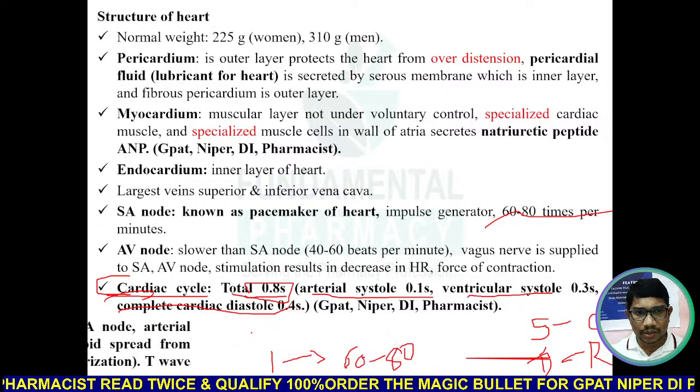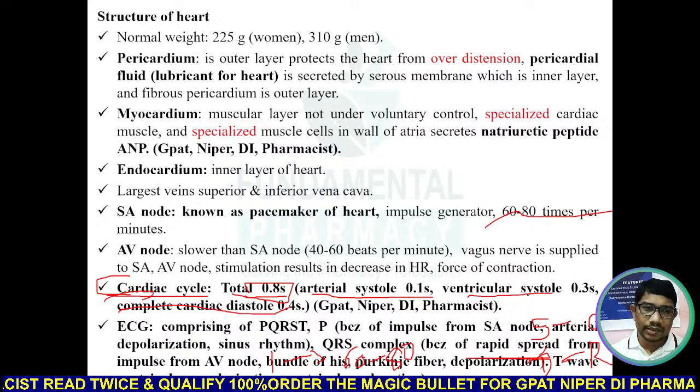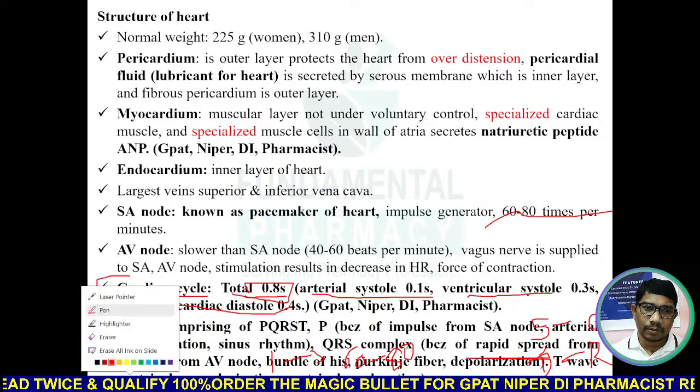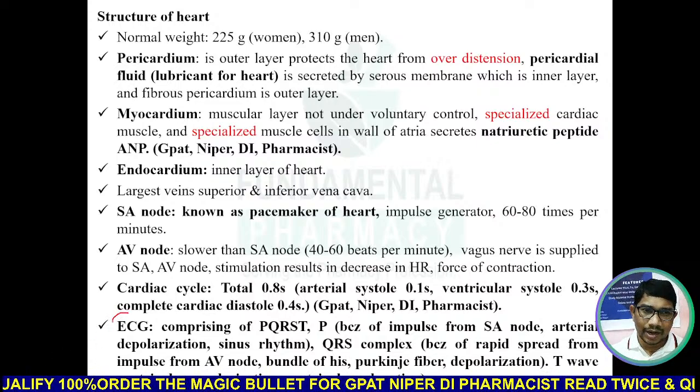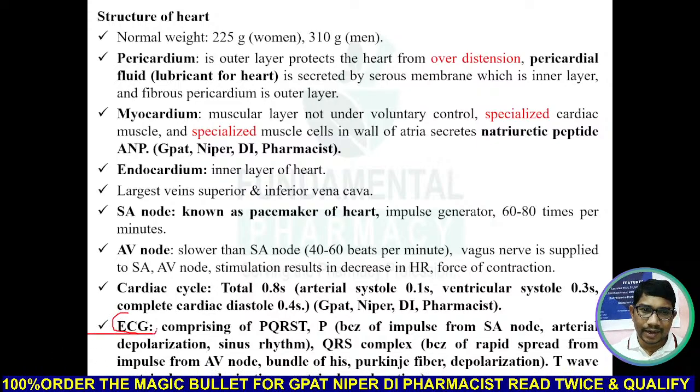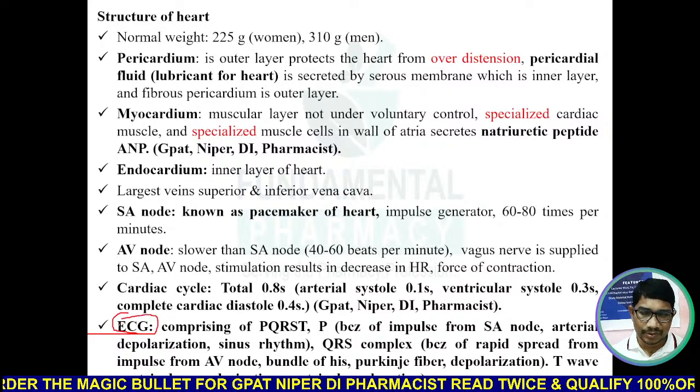क्वेश्चन ऑलरेडी इसके ऊपर आ चुका है. Now ECG मतलब क्या? इलेक्ट्रोकार्डियोग्राम. ECG means electrocardiogram. So you know that your heart is electrically active, impulse is generated, impulse is transmitted, right?